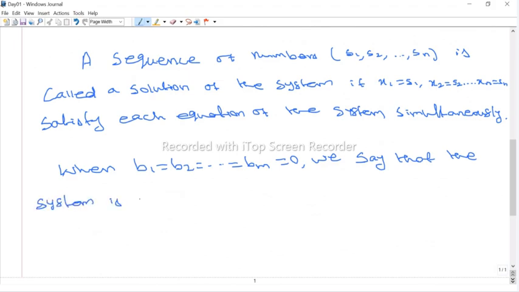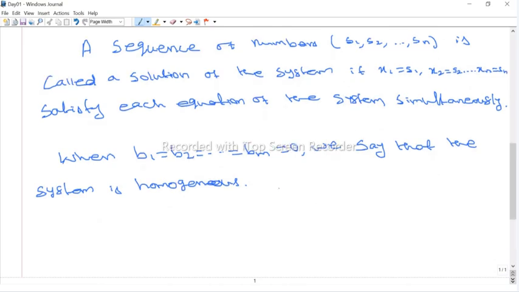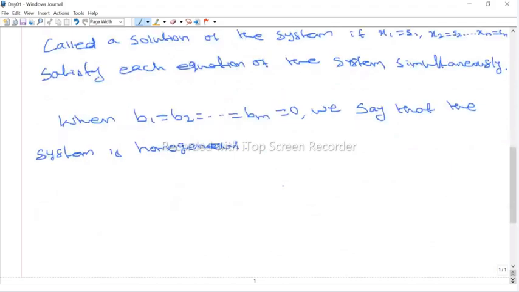Otherwise, we call it non-homogeneous. Homogeneous: a system is homogeneous if the right-hand side is 0. If at least one b is non-zero, the system is called a non-homogeneous system. Now, suppose we consider a homogeneous equation.